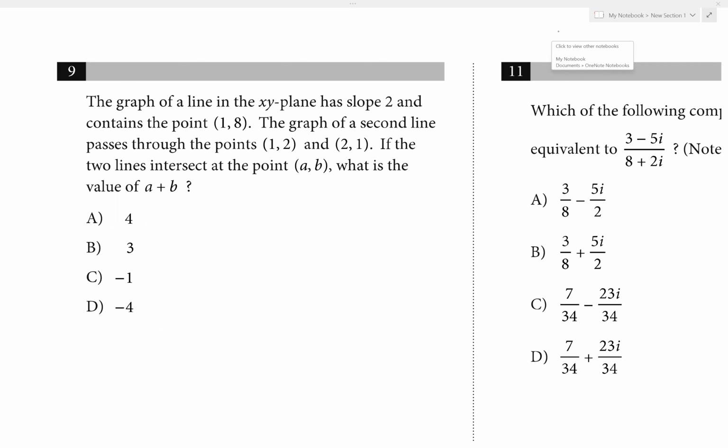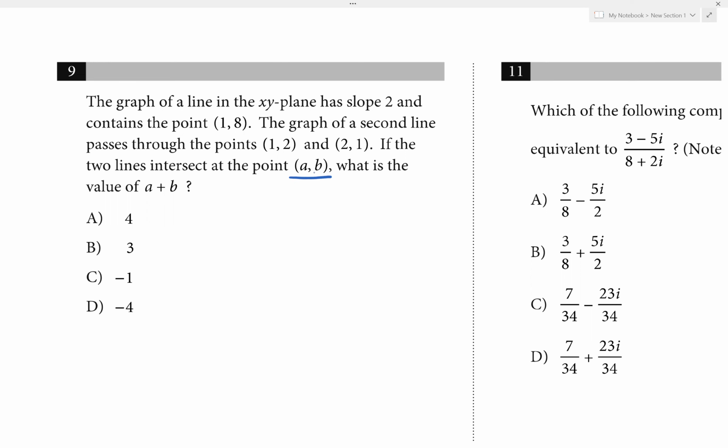Okay, so I have two lines here, and they intersect at (a, b). So that's the point where, if you graph the two lines, they touch each other. And that will be the solution to the system of two equations here.